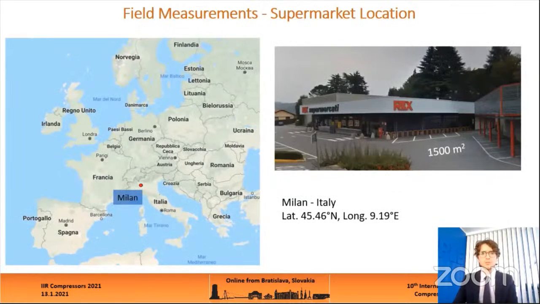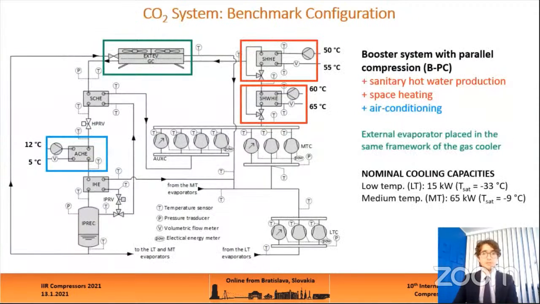The configuration considered in this study is installed in a supermarket in northern Italy, located outside Milan. This benchmark configuration is a booster system with parallel compressors that meets the cooling demands at two different temperature levels, with evaporating temperatures of -33 degrees Celsius and -9 degrees Celsius. The CO2 system feeds the hydronic circuits for sanitary hot water production, space heating, and air conditioning.